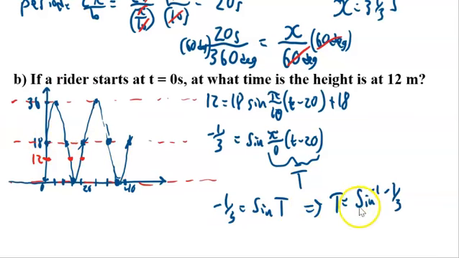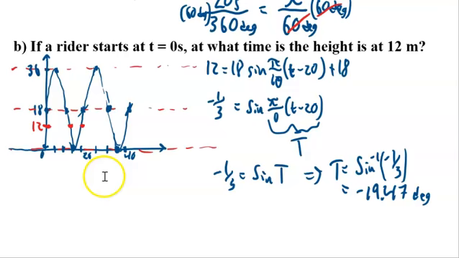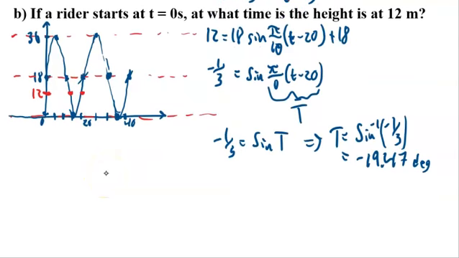If you plug that into your calculator, I can't do that because this calculator doesn't do it, but I already did it with another calculator. In degrees, you'll get 19.47 degrees. You could do this in radians as well. It works. So that means this Ferris wheel is going to traverse negative 19 degrees. So it's going down.